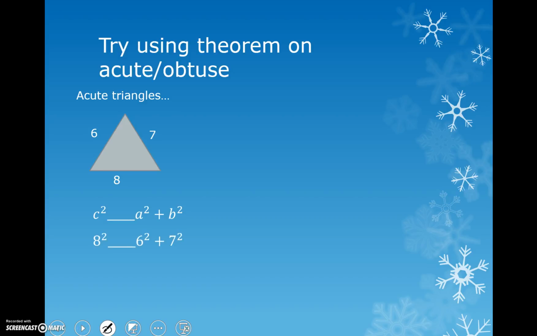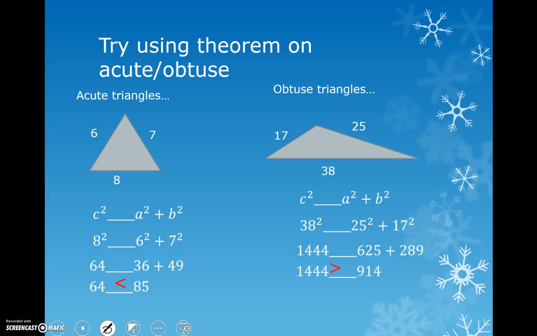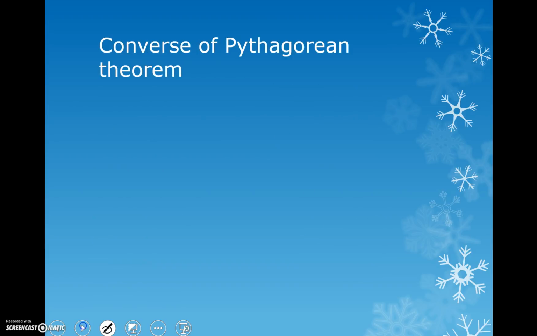I'm going to square the numbers out and see what the relationship ends up being. I get 64 and 85. What I'm noticing here is that c squared is less than 85. Now let's take a look at an obtuse triangle. In this case, 38 is across from the obtuse angle, so that's what goes in for c, because we always put the largest one in for c. When I square those out and add them together, I'm noticing that c squared is bigger than a squared plus b squared. And this is always going to happen with this.